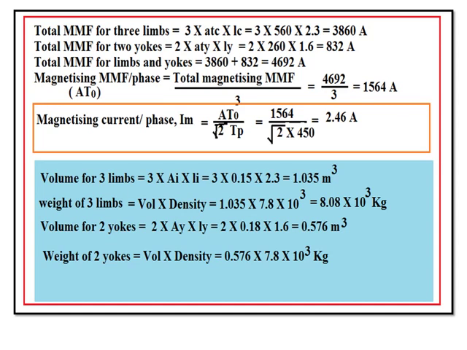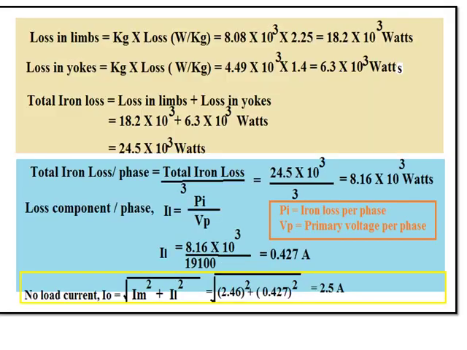Then to find the loss component of no load current, the volume for 3 limbs equals 3 times AI into Li, which gives meter cube. Then weight of 3 limbs is volume into density. Volume is in meter cube, density is in kg per meter cube, meter cube cancels, and you get kg. Similarly, volume for 2 yokes is 2 times Ay into Ly. Again the same thing, weight of the 2 yokes is volume into density of yoke respectively. This problem process is based on the derivation.